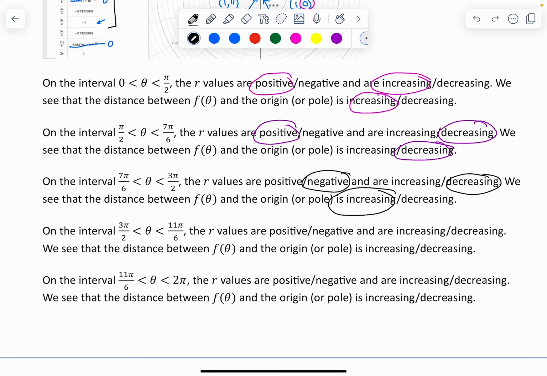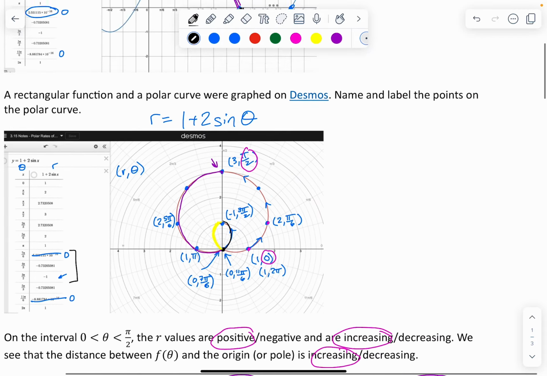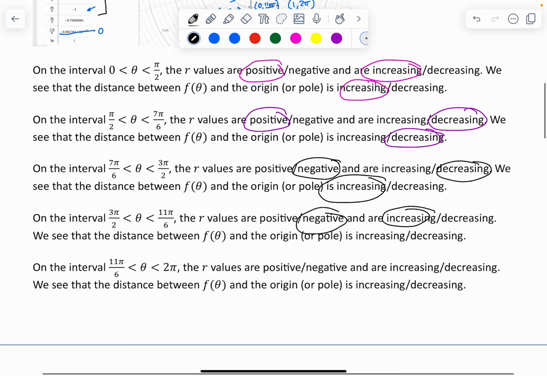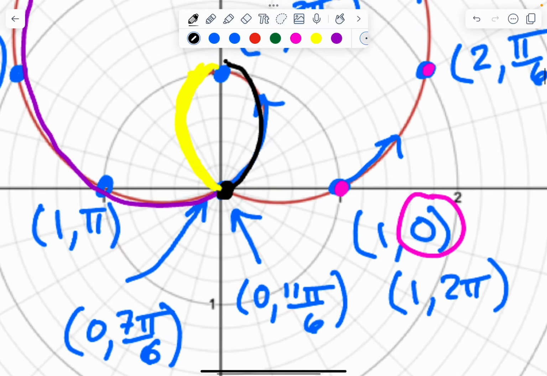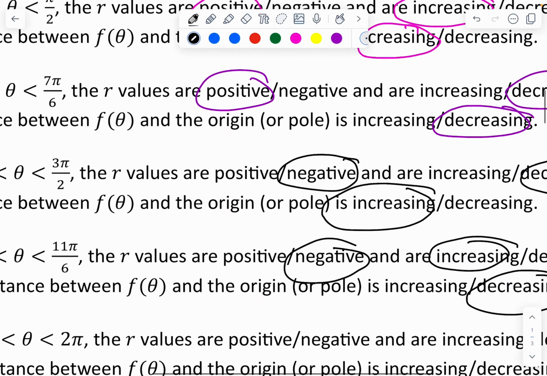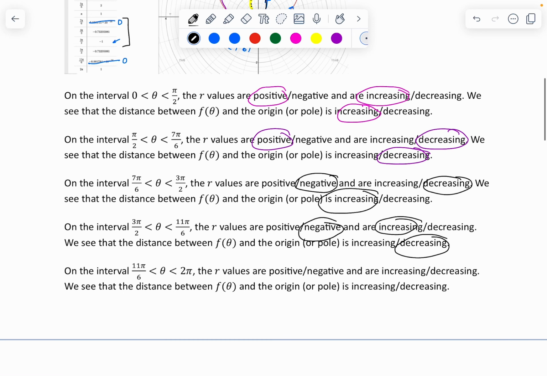Where are we? They were negative, and what are they doing down there? They're increasing. They're negative increasing, and so that means that the distance from the pole is decreasing. Notice as I start here, I'm farther away from the pole than I am as I keep going in that particular path. Okie dokie, one last little piece is from 11 pi over 6 to 2 pi.